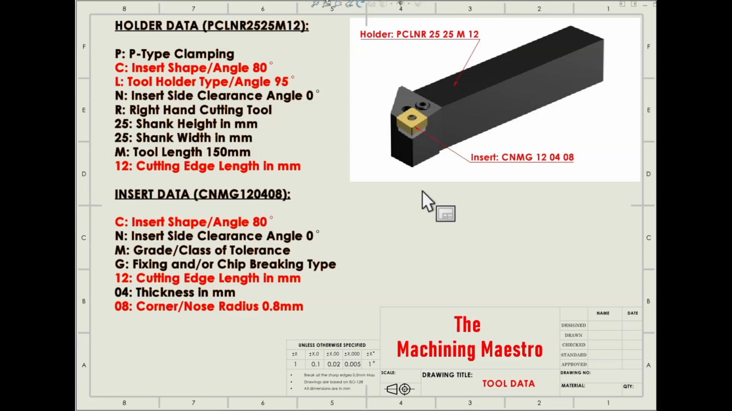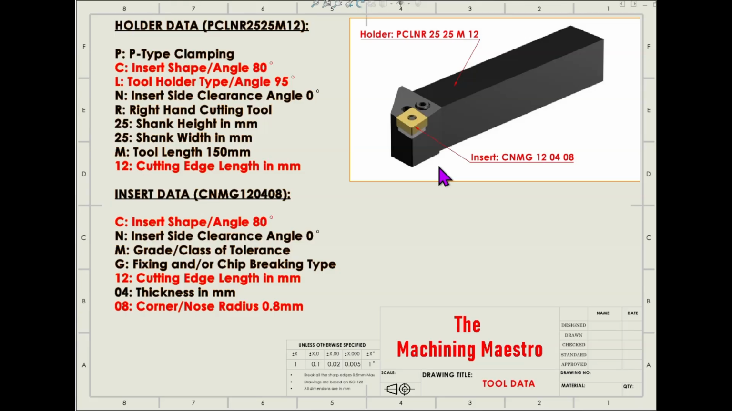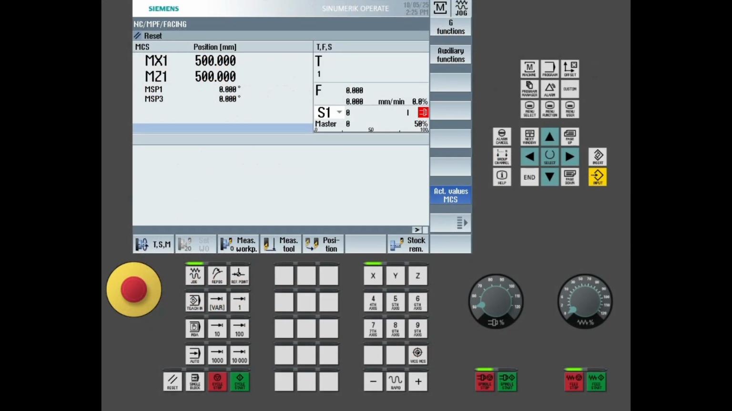So you see the CL12, C1208, these I have highlighted in red color letters. So these are the information which we require to create the tool in our machine controller. So let's go and create the tool over there. This is your machine interface. We are going to create our new tool.